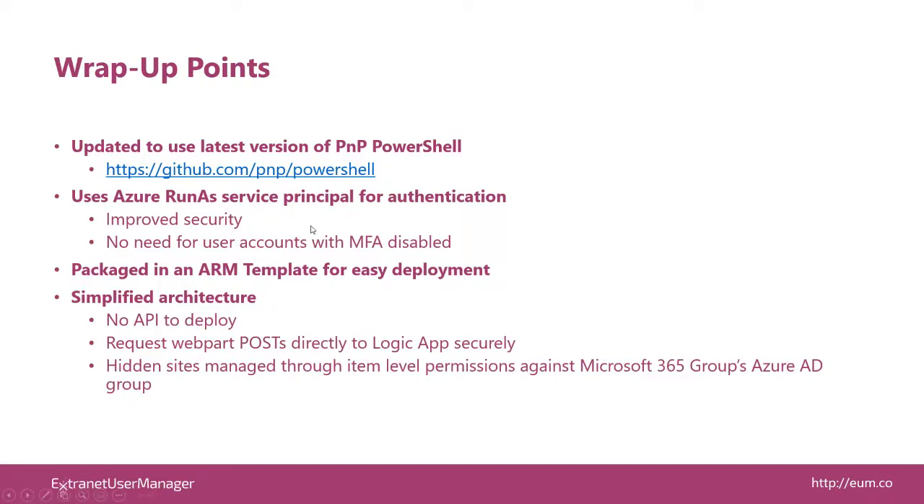So a couple of highlight points here. Make sure you are using that latest version of the PNP PowerShell. There is a converter tool that Microsoft has to help you fix your scripts up if you need to. This run as service principal is a really important thing from an MFA, from a not using user accounts, and from a future direction from Microsoft. So, dig into those articles. The links are there. Really understand what's happening there. The ARM template packaging is hugely important to make this an easier to deploy solution. And the simplified architecture, we're getting rid of the API and bringing the web parts directly into the logic app and just doing more out of the box from that point of view.